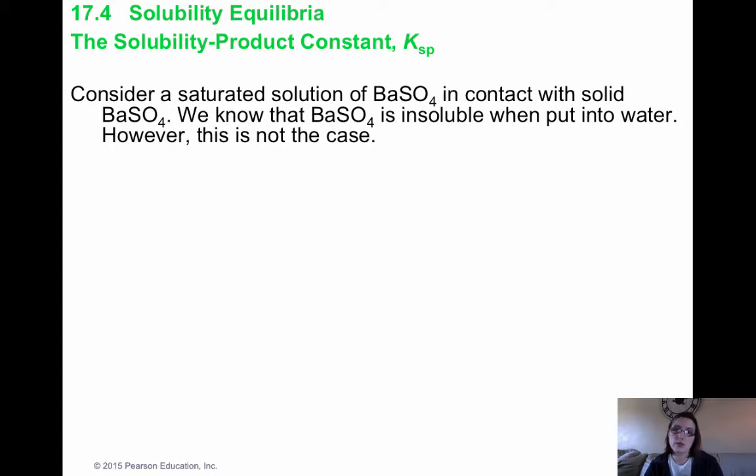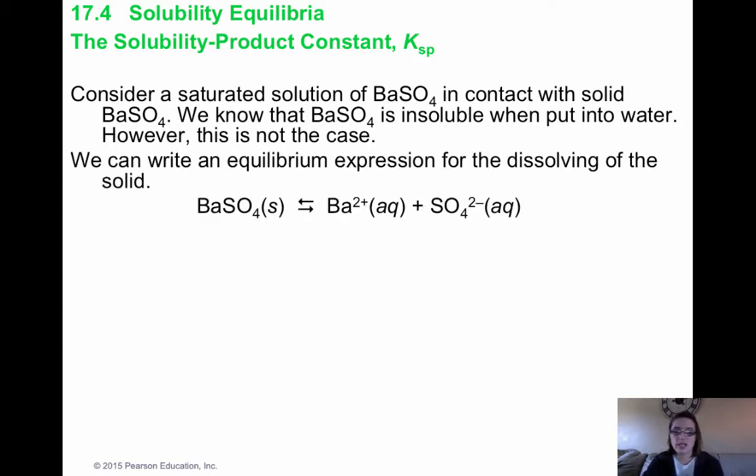Let's consider that we have a saturated solution of barium sulfate that's in contact with solid barium sulfate. What this means is we have barium sulfate that we've put into water. Now we know from the solubility rules that barium sulfate is insoluble. However, being insoluble does not mean that none of it dissolves in water.